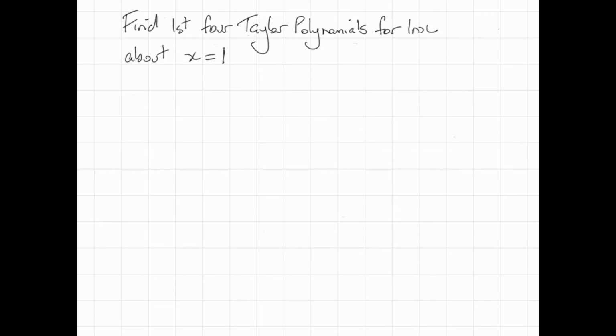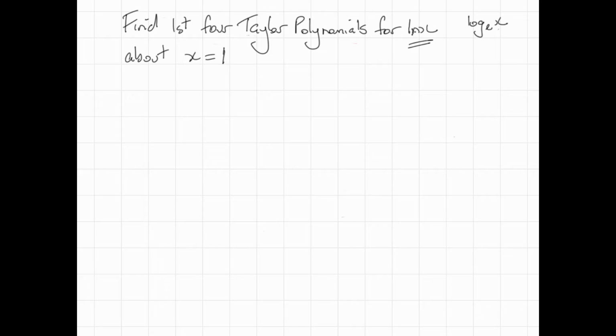We're here asked to find the first four Taylor polynomials for ln x. Now ln x is the natural log, or log to base e, of x. Another way to write ln x is log to base e, about x equals 1. So where do we start with this?